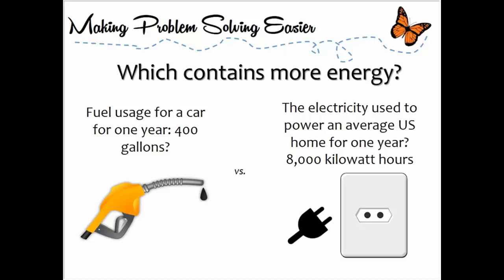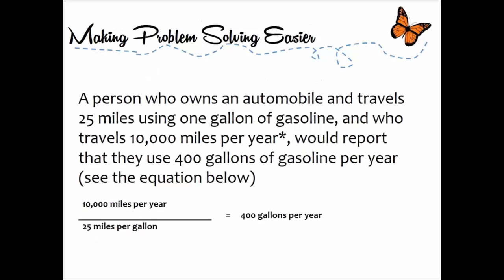So which one of those is more? One of the hard things with environmental science is your units aren't always the same. And in this case, which one is bigger? And you might not know right away. Next slide. So first of all, how do we get 400 gallons?